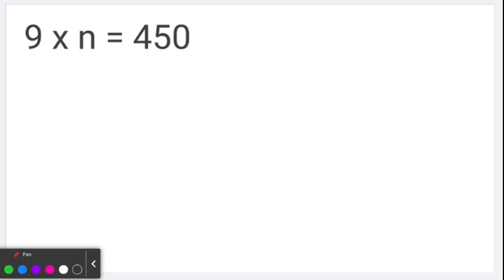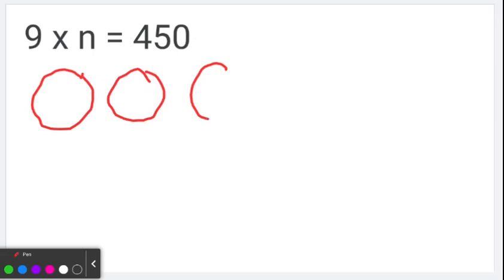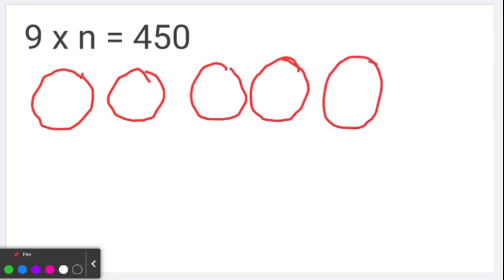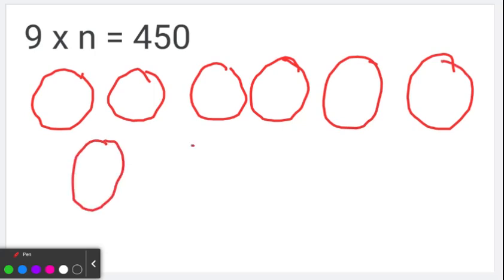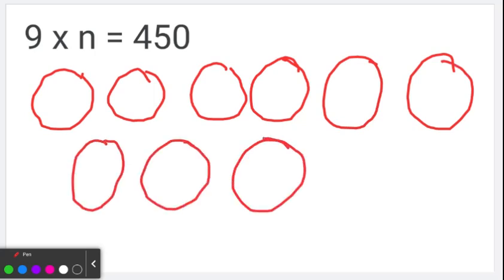All right, 9 times n equals 450. We're going to use 9 as how many groups we have. So we have 9 groups. And now we're going to see how many tens are going to be in each group. And we're going to put 1 ten in each group until we get to 450.